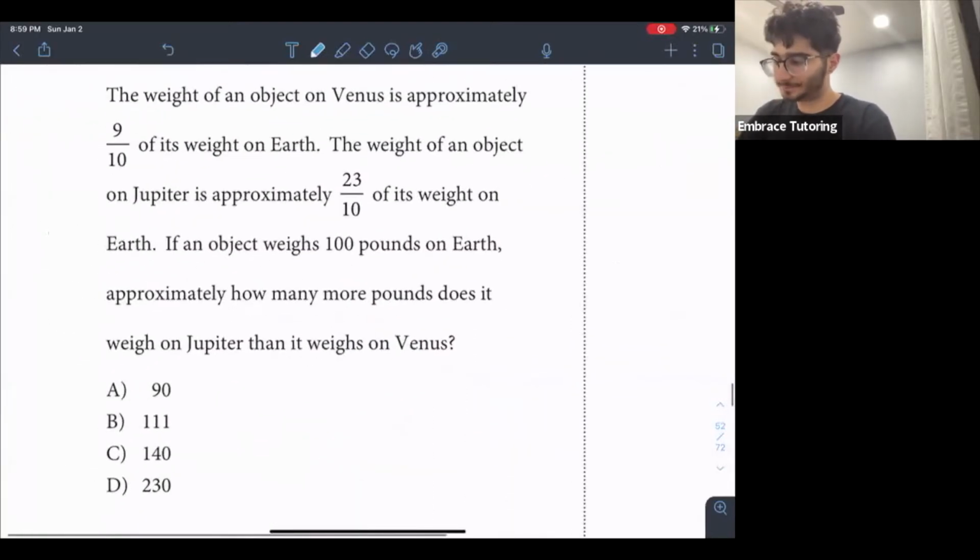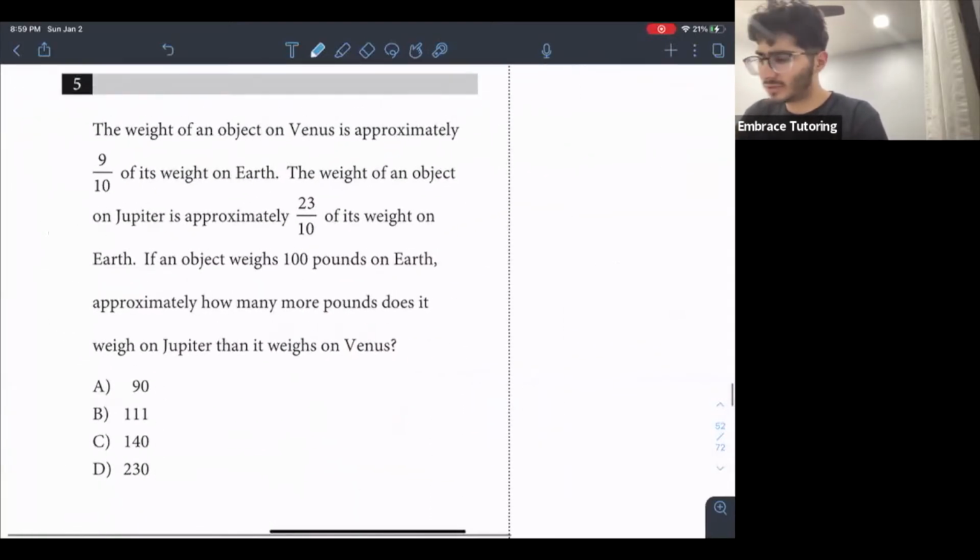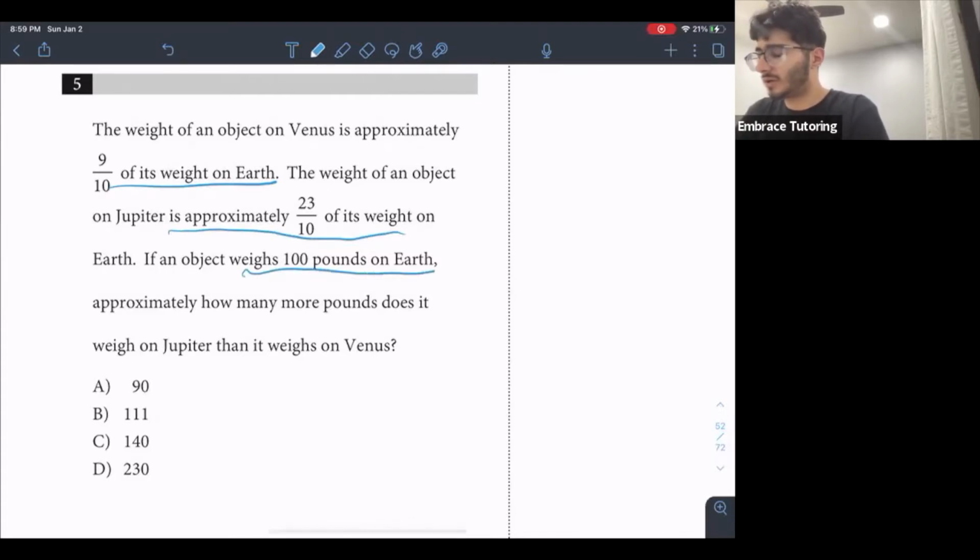Question 5. The weight of an object on Venus is approximately 9/10 of its weight on Earth. The weight of an object on Jupiter is approximately 23/10 of its weight on Earth. If an object weighs 100 pounds on Earth, approximately how many more pounds does it weigh on Jupiter than it weighs on Venus?